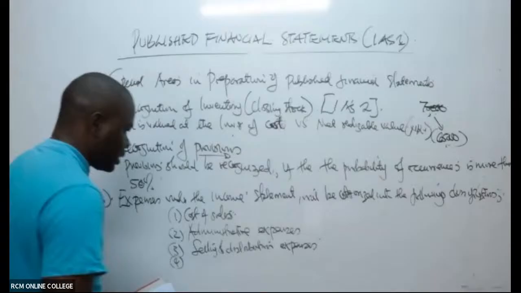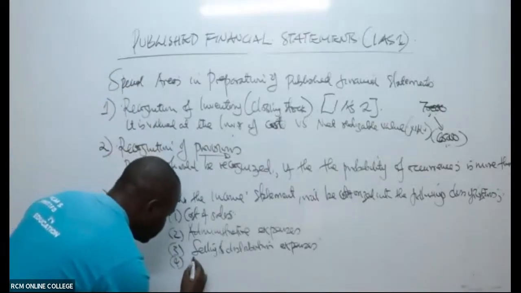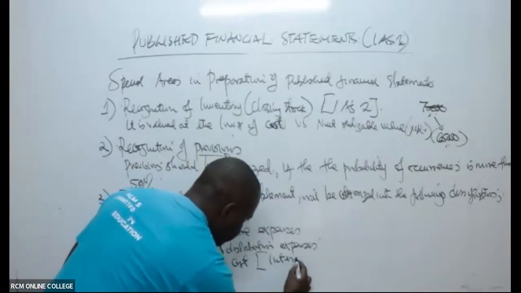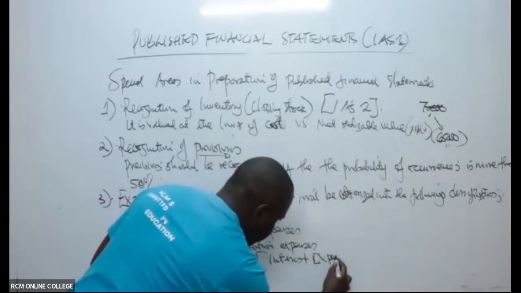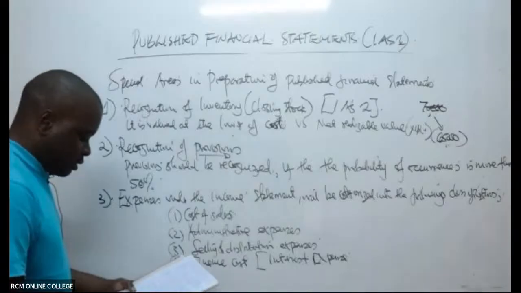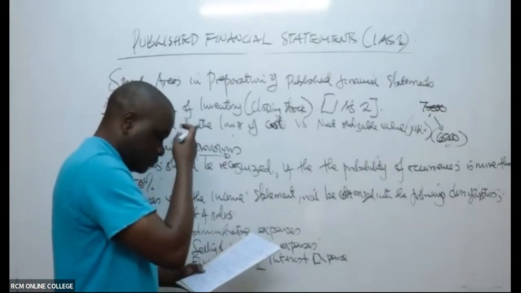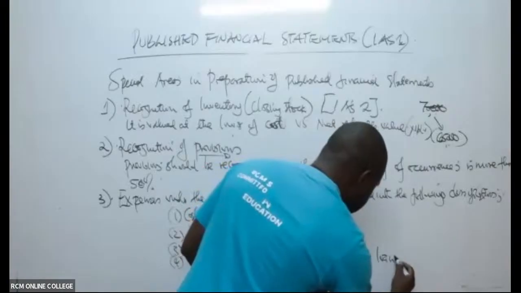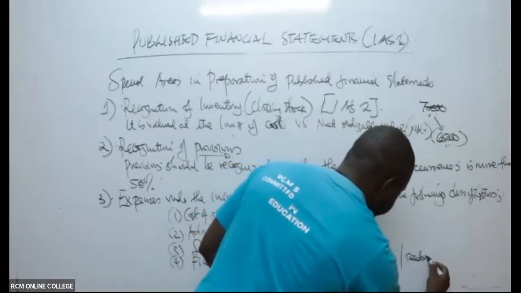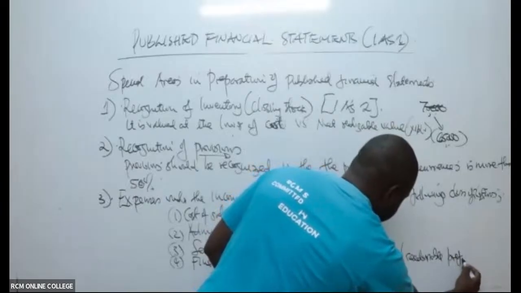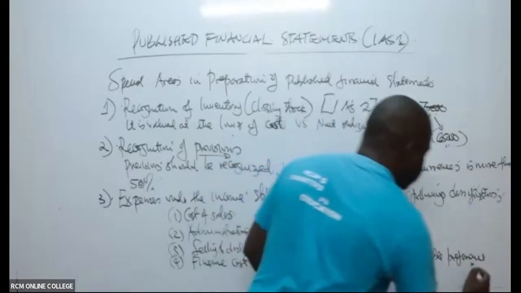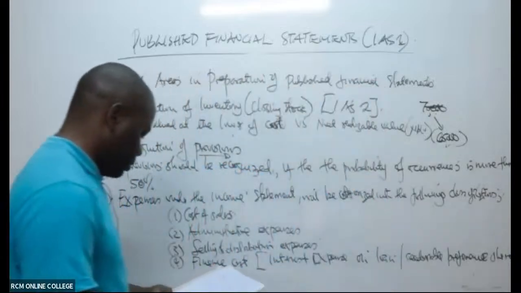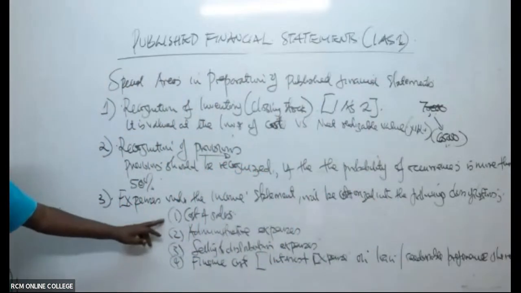Finance costs. That's why in most of the income statements, you see finance cost. You'll have a figure for the finance cost, which will be made up of interest expense, maybe interest expense on loan, or maybe on redeemable preference shares, etc., amongst other items.